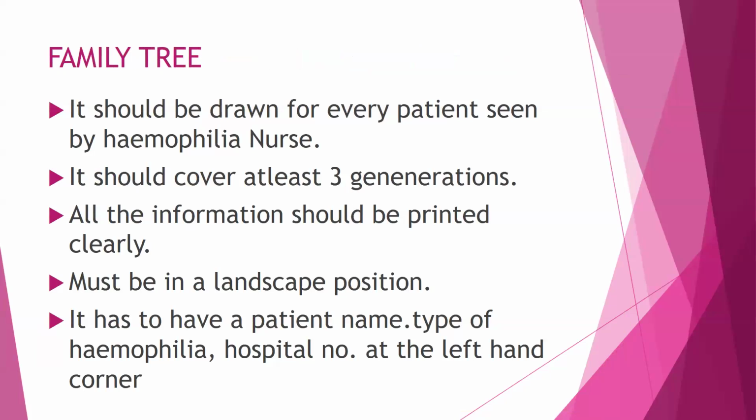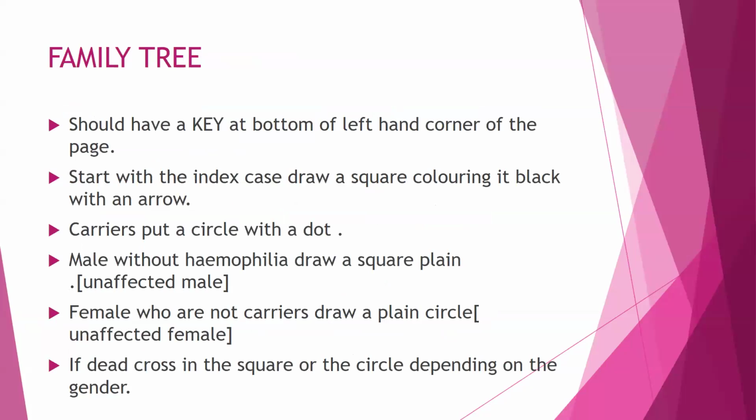Then we're going to look at the family tree. Family tree is also at times called genealogy. It is a chart representing the family relationships in a conventional tree structure. It is usually drawn for every patient that is seen by the hemophilia nurse, and it should cover at least 3 generations. All the information should be printed clearly and in a large print, and it has to have the patient name, type of hemophilia, and hospital number at the left-hand corner.